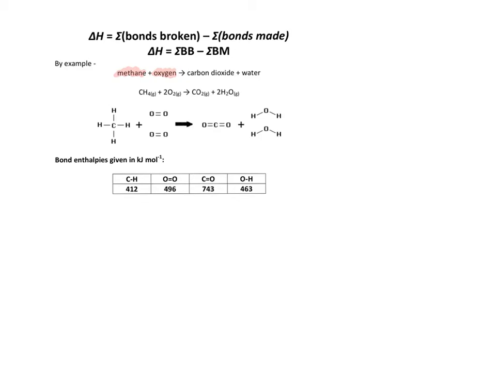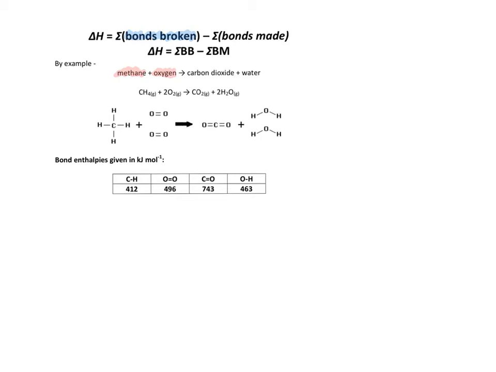In this reaction, as in pretty much all reactions, we're going to have some bonds which get broken. Now, breaking bonds requires energy. Energy goes into the system. That makes it an endothermic process. Okay, and endothermic processes have a positive sign on them because energy is going into the system.